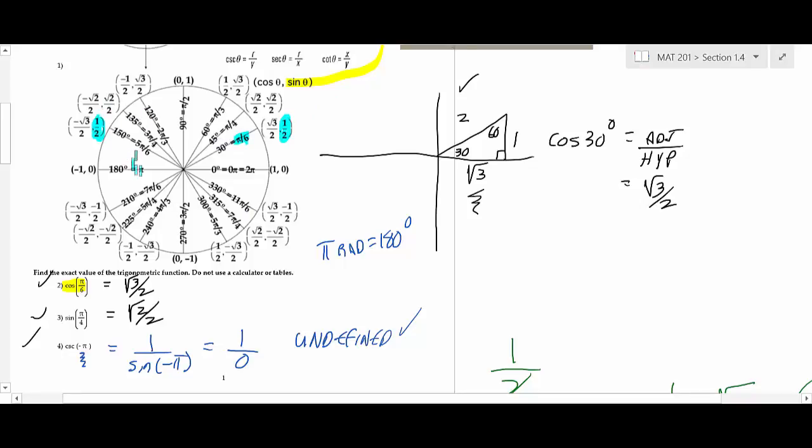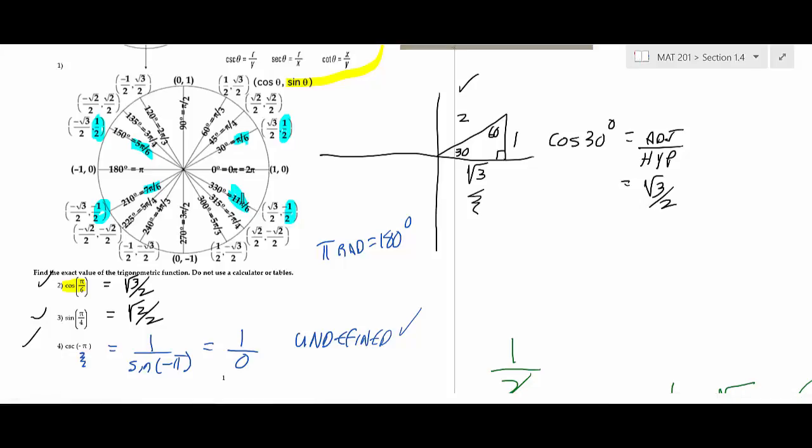Here's another answer, 5 pi over 6. Okay, another answer, we can also have negative 1/2, so that would be 7 pi over 6. And then we would also have 11 pi over 6 right there. So those are your answers. You have pi over 6, 5 pi over 6, 7 pi over 6, and 11 pi over 6 like that.